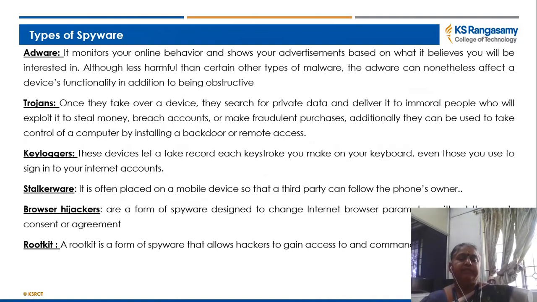These devices let a faker record each keystroke you make on your keyboard, even those you use to sign into your internet accounts. Stalkware is often placed on a mobile device so that a third party can follow the phone's owner. Next one is browser hijackers. It is a form of spyware designed to change internet browser parameters without the user's consent or agreement. The last one is the rootkit. It is a form of spyware that allows hackers to gain access to and command a computer.